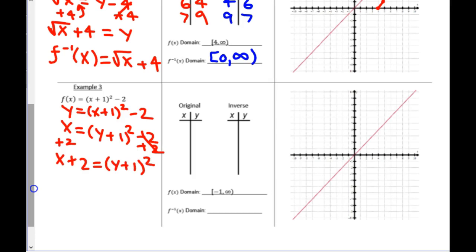Now, just like last example, example 2, how do I get rid of the squared? Square root. All right, so to get rid of that, square root. The square and the square root cancel out. Goodbye. So now I have a big old square root of x plus 2 equal to y plus 1.